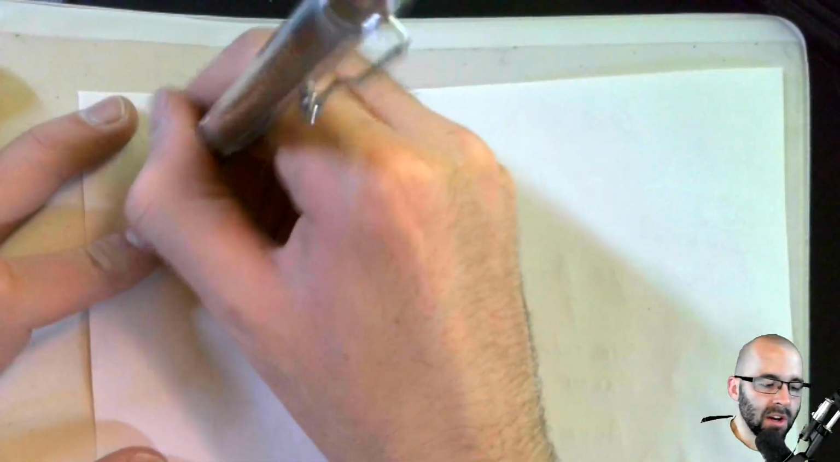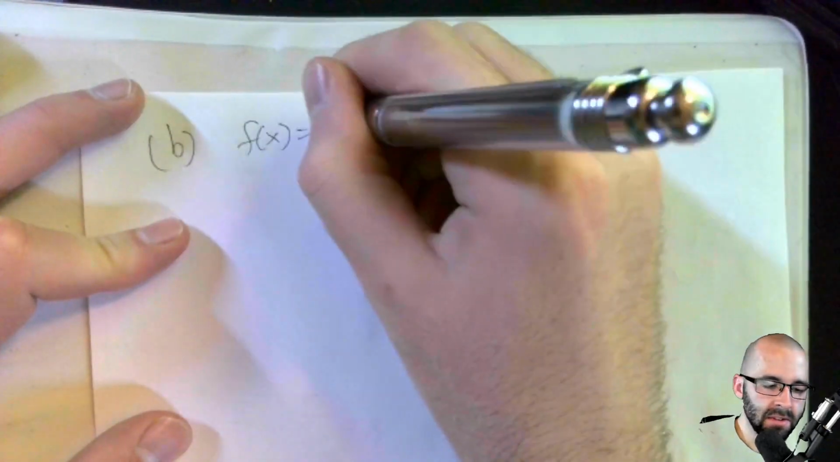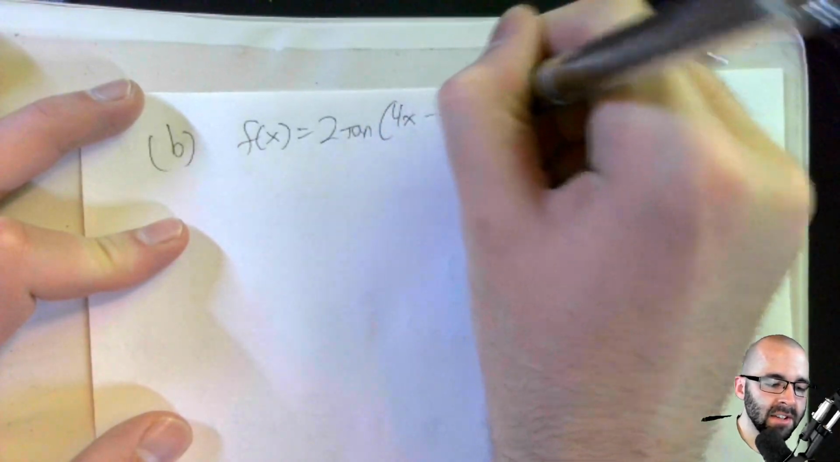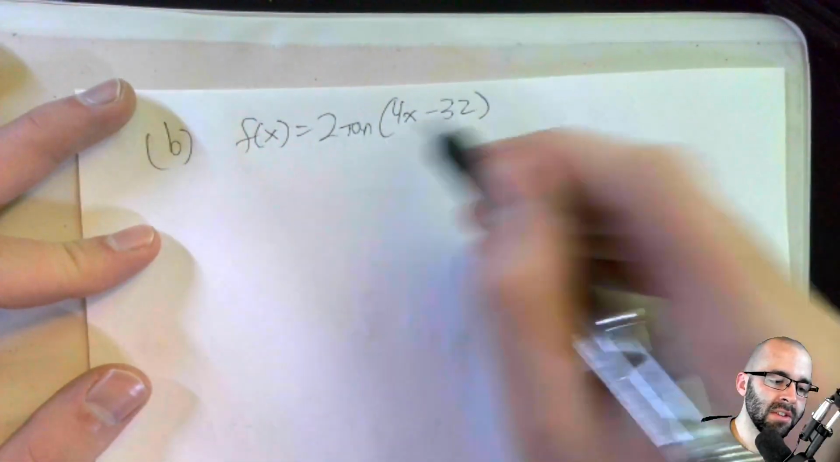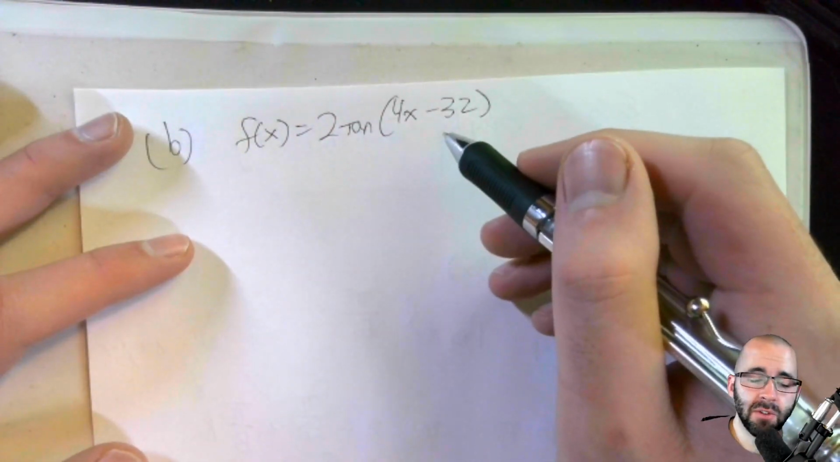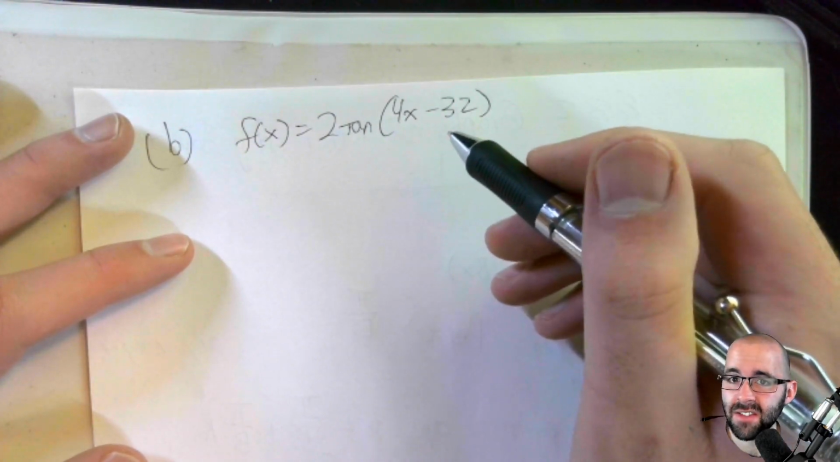All right. Let's do another one that's more complicated. F of x equals 2 times the tangent of 4x minus 32. All right, so this one is, of course, more complicated. And the phase shift is going to be useful here. So it would be in our best interest to find the phase shift.